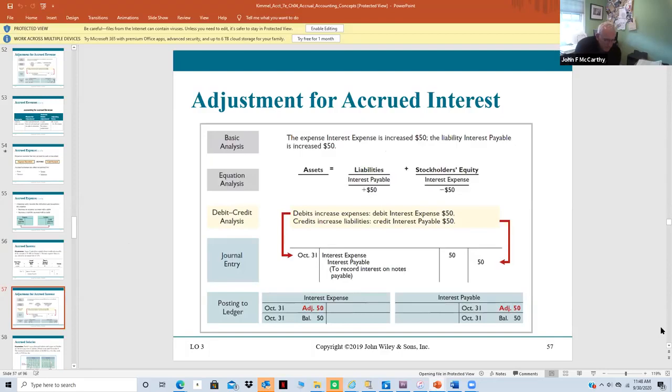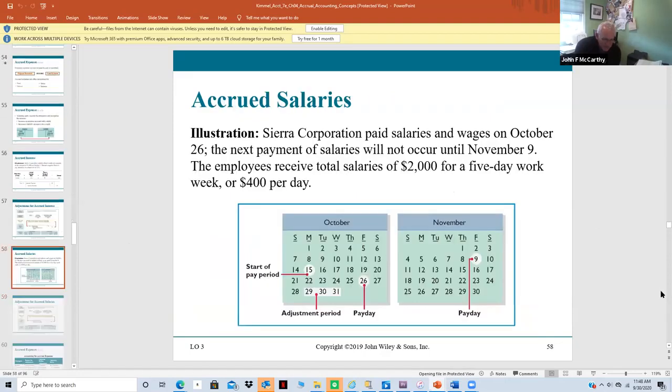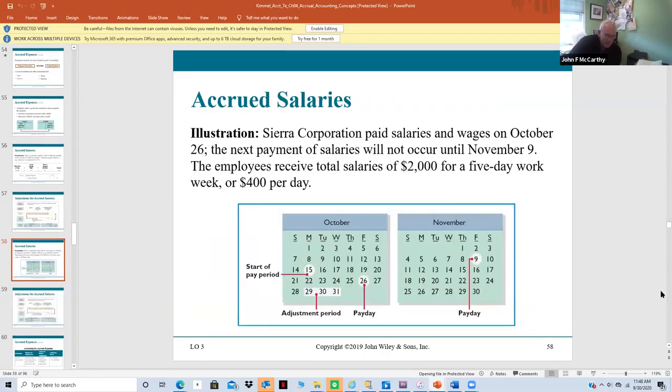I'll let you look at this again. This is accruing 1 month of interest expense. They calculated 1/12 of the... I'm not going to go back and repeat it. It was self-explanatory. So that's that. All right, here's the accrued salaries slide.